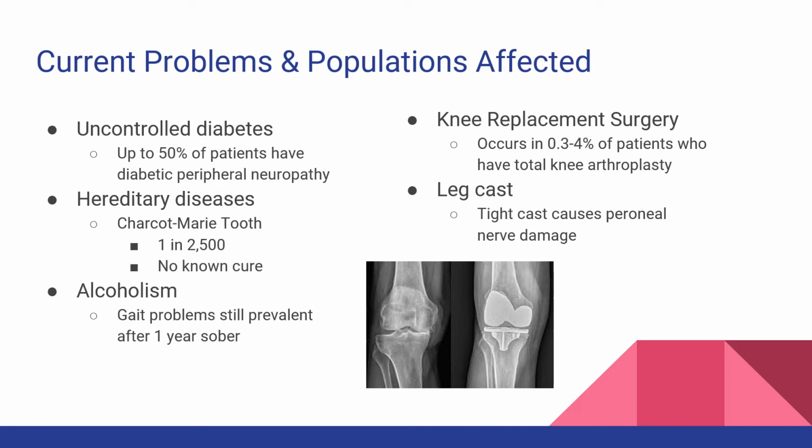With those who have uncontrolled diabetes, we found that up to 50% of patients have diabetic peripheral neuropathy. So this could be the peroneal neuropathy that is characteristic of Steppage gait. A genetic condition, Charcot-Marie-Tooth syndrome, is a pretty rare condition, about 1 in 2,500, but there is no known cure, so it's really about treating the symptoms, which includes Steppage gait. For alcoholism, there was a study that showed that gait problems were still prevalent after 1 year of being sober, so this is really a long-lasting effect of alcoholism.